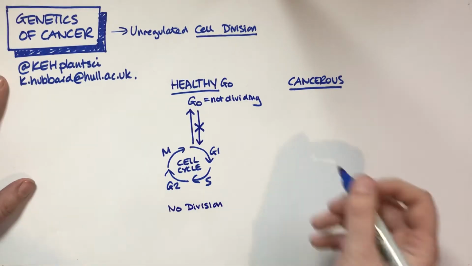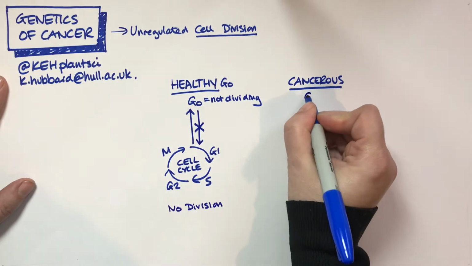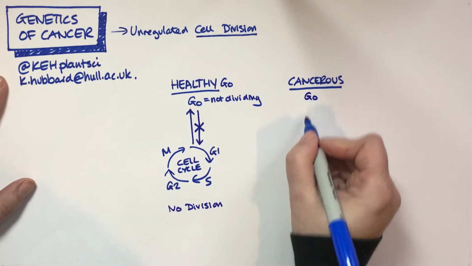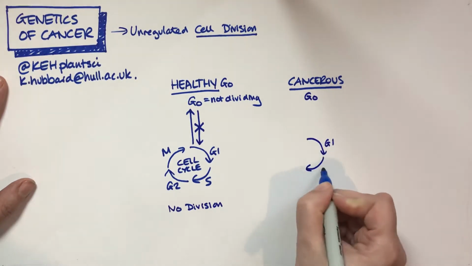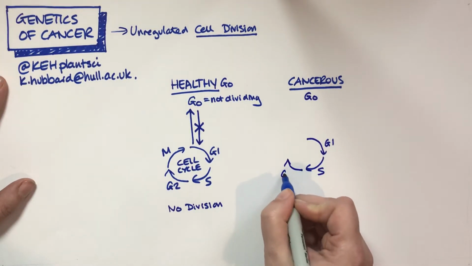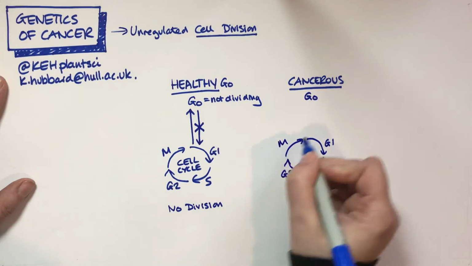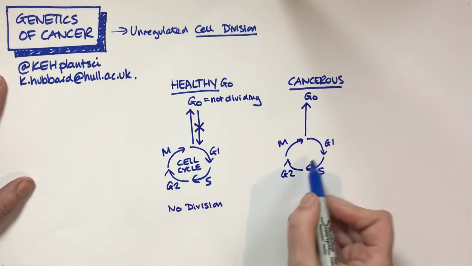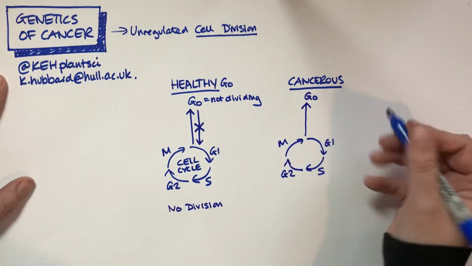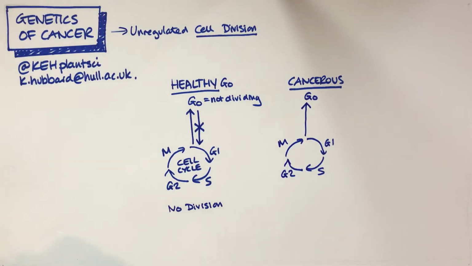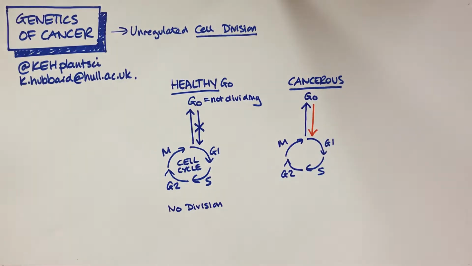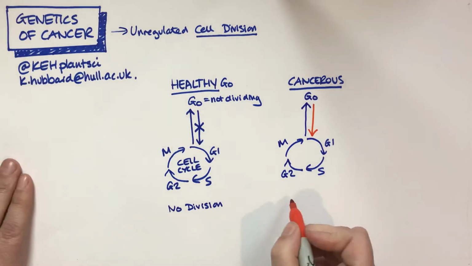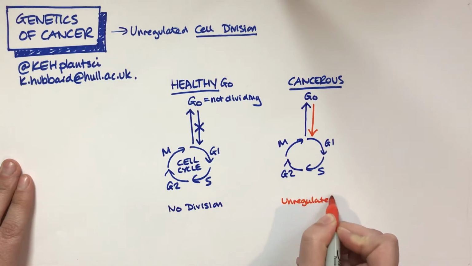What happens in a cancerous state is we have our G0 cells, and for a variety of molecular reasons, usually we should go out of the cell cycle and into G0, but in a cancerous situation, what we end up doing is going back into the cell cycle, and we end up having unregulated cell division.